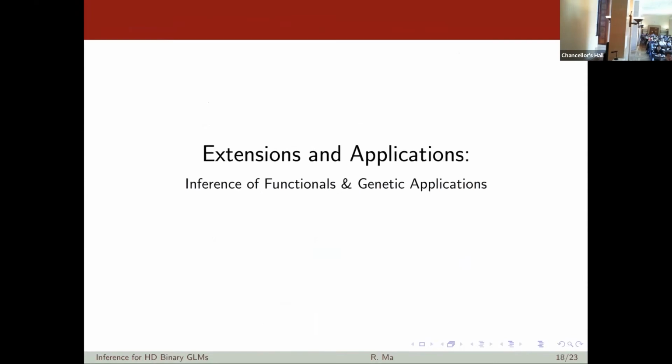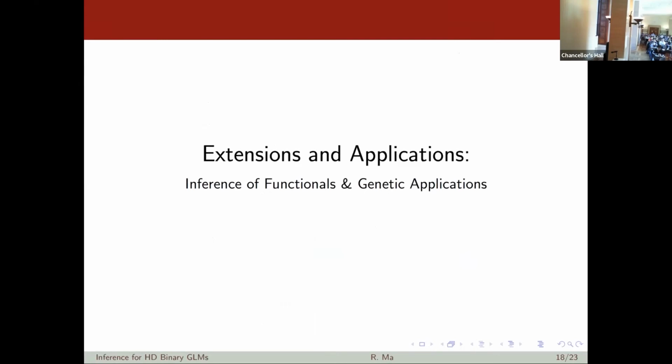And finally, I want to briefly discuss some extensions and applications of the method we have been discussing so far. The main point is that although we are only talking about inference for an individual regression coefficient in a regression model, it turns out that the idea and the general methodology can be extended to other inference problems as long as they are related to binary GLM.